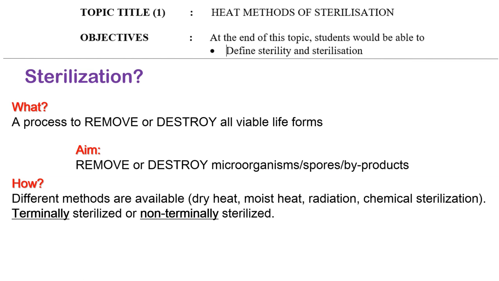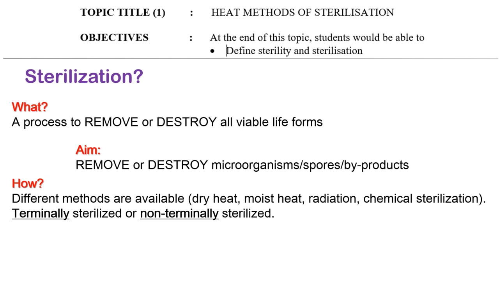What is sterilization? Sterilization, as I mentioned earlier, is a process to remove or destroy all viable life forms. The aim of this process is to remove or destroy microorganisms, spores, or byproducts of the microorganism. Why are byproducts important? Because some byproducts of the microorganism can cause a fever. Although the microorganism itself is not present, the byproduct can cause fever or any other problems in the patients.